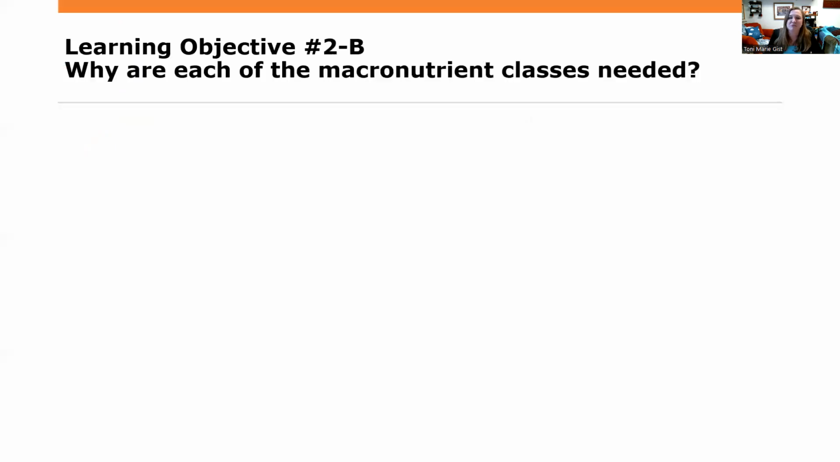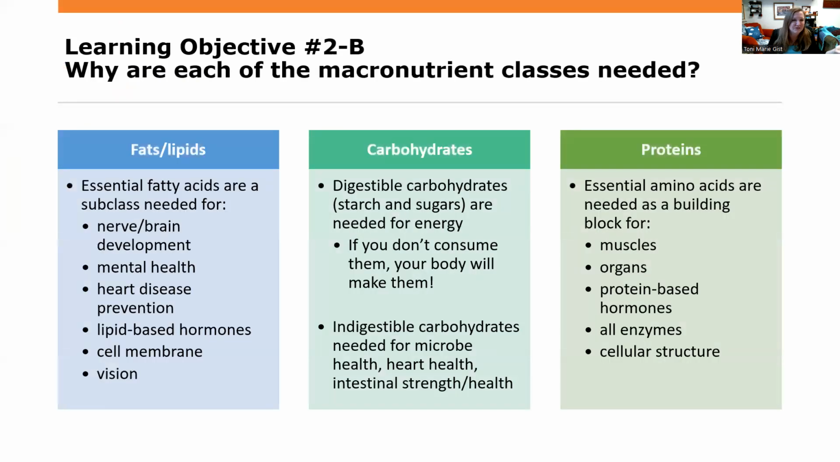Let's move on to learning objective 2B, where we're learning why each of those macronutrient classes is needed. Like, why do we need fats or lipids? Why do we need carbohydrates? And why do we need proteins? Well, within the fat or lipid class, we have essential fatty acids, meaning we need to consume them in our diet, or we have a problem with our health and well-being.